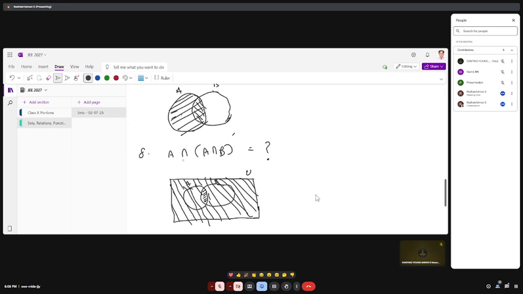Now A intersection. How much of this whole thing is also present in A? That means it should be within this also, and it should also be in the A intersection B complement. That means it will be like this.